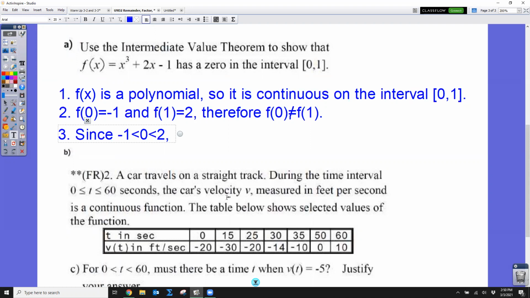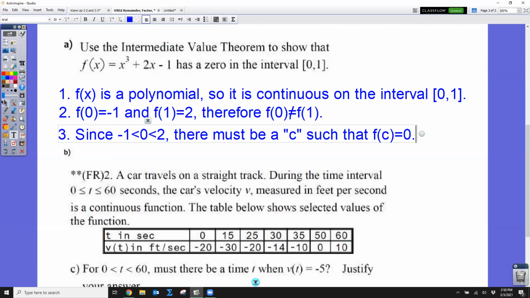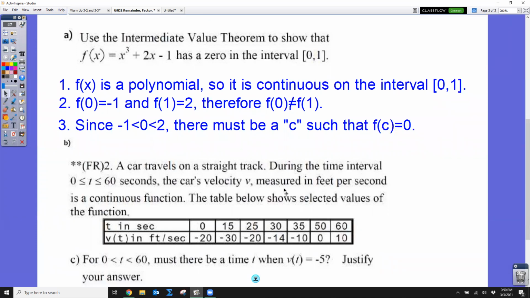We've now had all three of those stipulations met. Continuity, f of 0 doesn't equal f of 1, and our k, our 0, is between -1 and 2. Therefore, there must be some c such that f of that c is equal to 0, right? The number that we're concerned with. And that is our intermediate value theorem. We showed all three of those pieces.